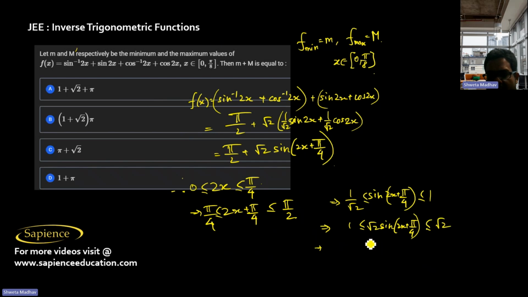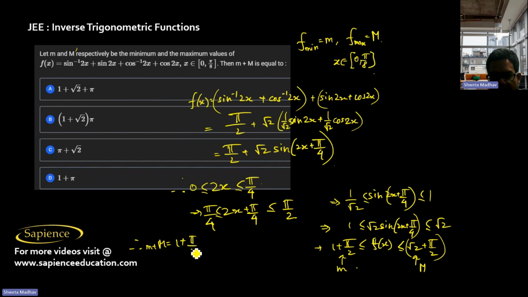Then if I add pi by 2 on both sides, f of x will go from 1 plus pi by 2 to root 2 plus pi by 2. So this one is capital M, this one is small m. So m plus M we have to find. Therefore m plus M will be equal to 1 plus pi by 2 plus root 2 plus pi by 2. So that will be root 2 plus 1 plus pi. So obviously option A is the correct answer.